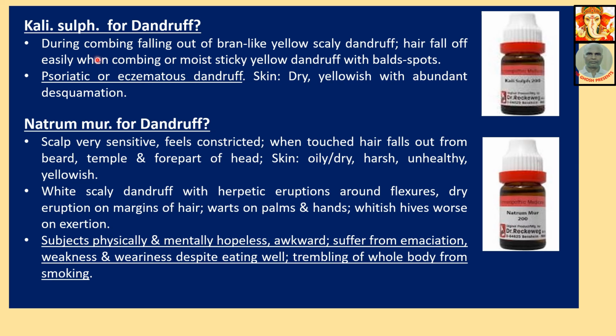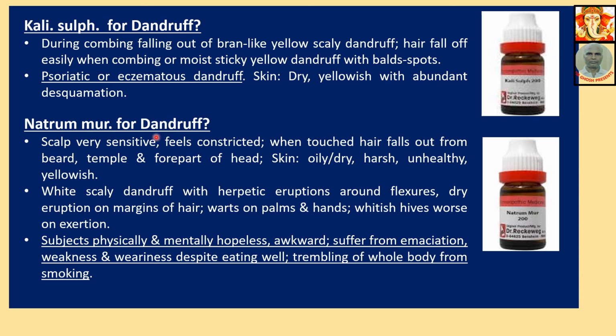Kali sulph for dandruff. During combing, falling out of bran-like yellow scaly dandruff. Hair falls off easily when combing, or moist sticky yellow dandruff with bald head spots. Psoriatic and eczematous dandruff. We have already mentioned this type of dandruff. Psoriatic, eczematous. Skin dry, yellowish with abundant desquamation.